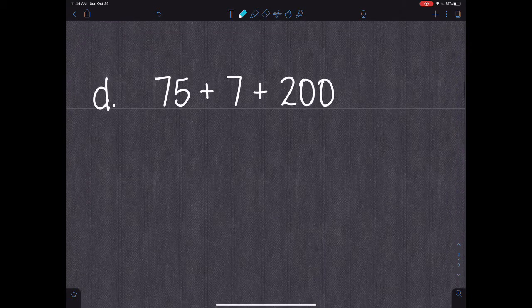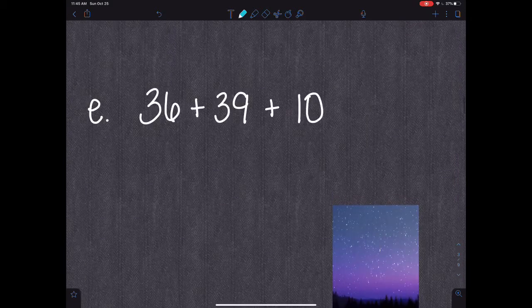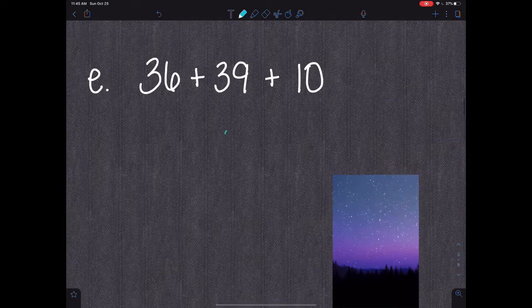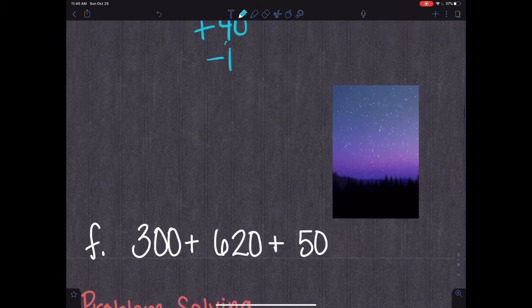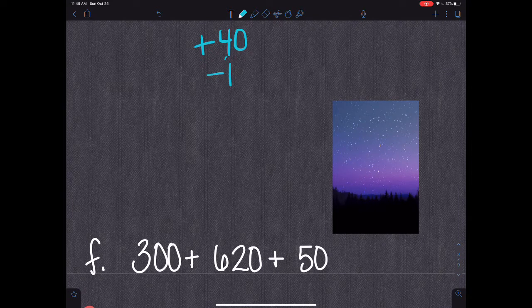All right, this is part of the review, and we're doing 75 plus 7 plus 200. What about E? Whew, this one looks tricky to me. It's 36 plus 39 plus 10. I bet on this one what they want you to do is add 40 here in your head and then subtract 1. That might make it a little easier. All right, let's move on to F. Oh, F is at the bottom here. We're going to do 300 plus 620 plus 50. Write down your answer there.